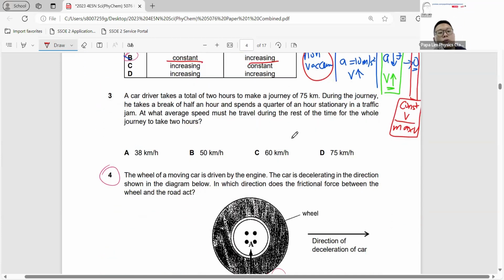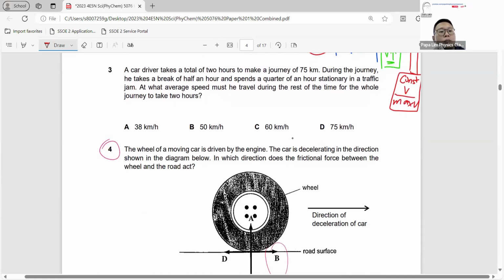Now, question 4. Question 4 is a classic example. The important thing to take note of is the wheel that is driven by the engine. Now, for a car, there are two sets of wheels, front and back. Usually, in most cars, you have a front wheel drive, which means the wheel that is in front is driven by the engine.